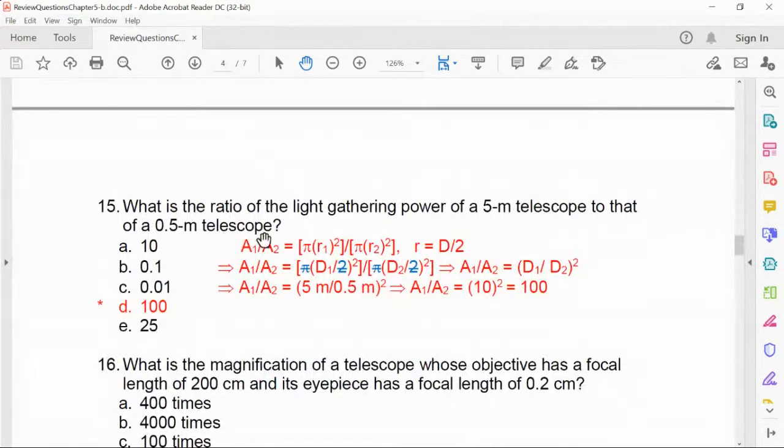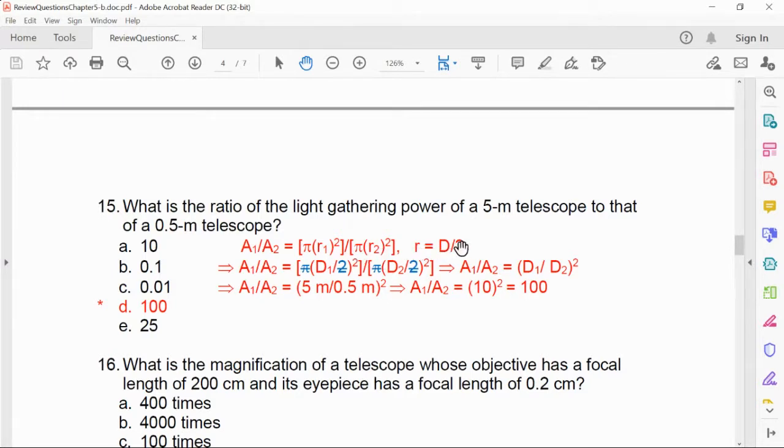Now in this example here, or this review question, what is the ratio of light gathering power of a 5-meter telescope to that of a 0.5-meter telescope? Remember when we talked, it basically has to do with the area. So I want to take the ratio of the area of the first one to the second one, and area is equal to pi r squared. So here I say pi r1 squared divided by pi r2 squared.